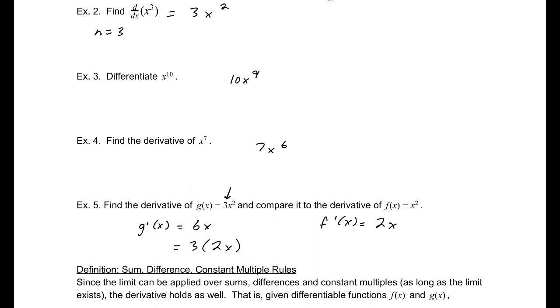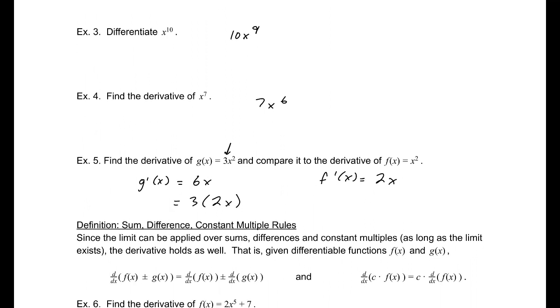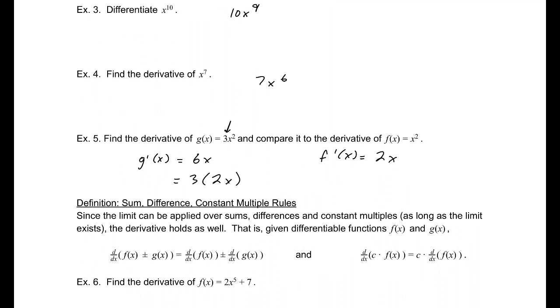Since the limit can be applied over sums and differences, and actually constant multiples, as long as those limits exist, the derivative holds as well. So if we have differentiable functions f and g, if we have a sum or a difference, we can take the derivative of them separately, just as we could the limits, and add or subtract those depending on what the original operation was. If we have a constant times our function, then that is the constant times the derivative of that function.